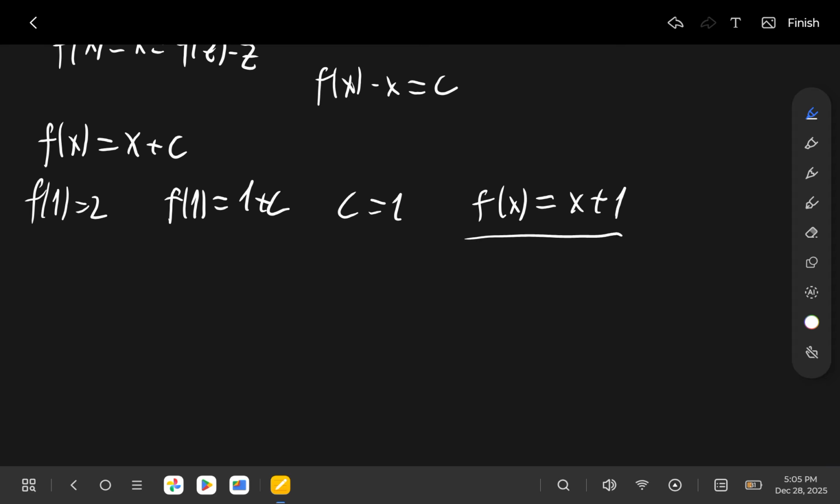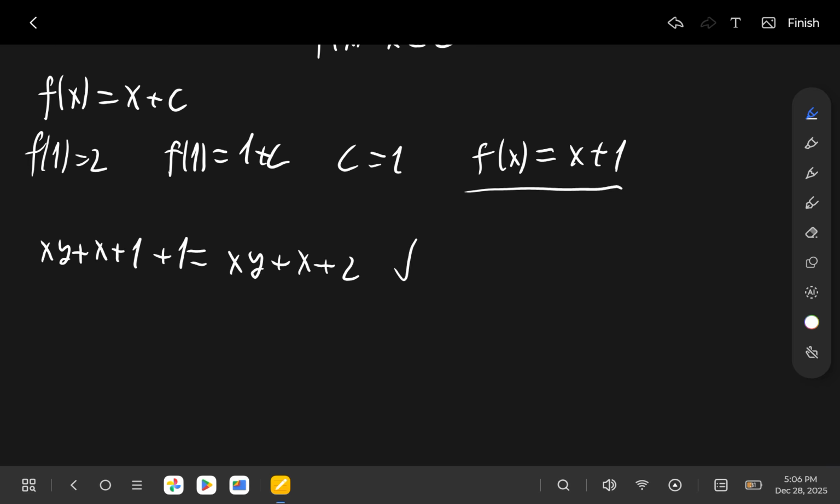And of course we have to check this so we don't lose any points in the Olympiad. So we get xy + x + 1 + 1 is equal to xy + x + 2, which is true. So we get that f(x) equals x + 1 is the only answer.